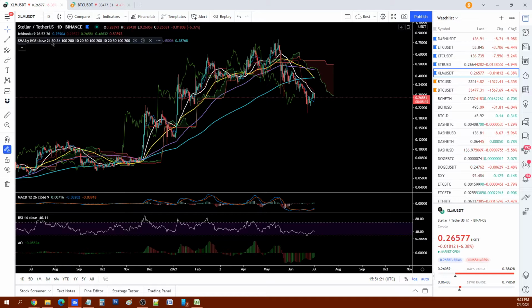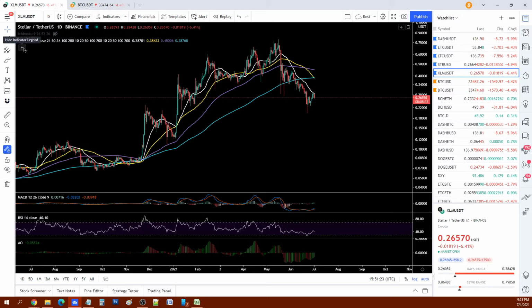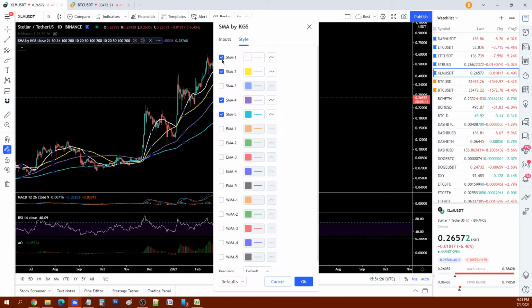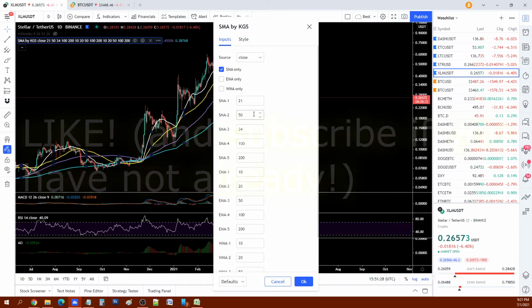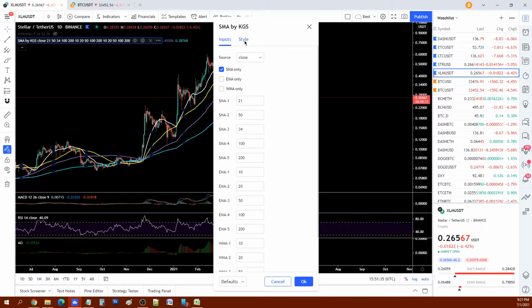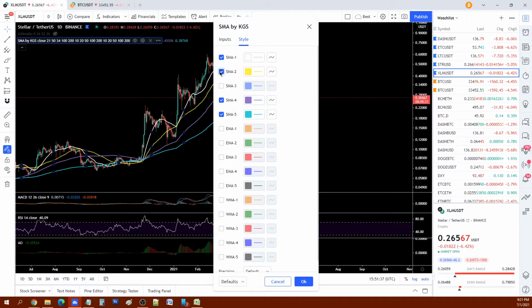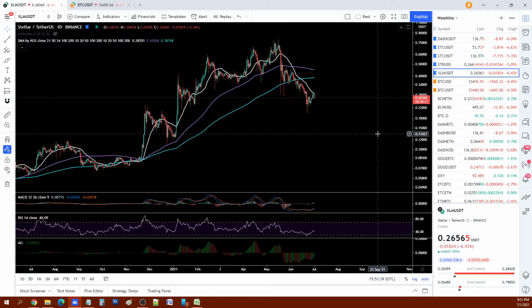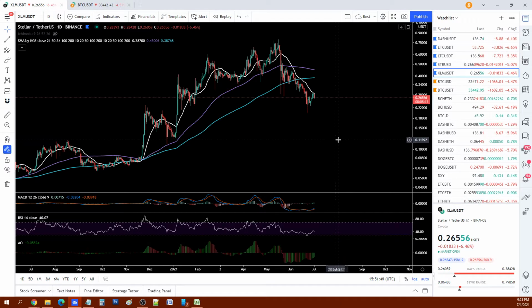First, let me remove some of the indicators that I'm using to simplify this chart. I'm also removing some of the moving averages which are not necessary. I'll be making use of only the 21-day moving average, 100-day moving average, as well as the 200-day moving average. So the white line that you see here is the 21-day moving average, the sky blue line is the 200-day moving average, and the purple one is the 100-day moving average.